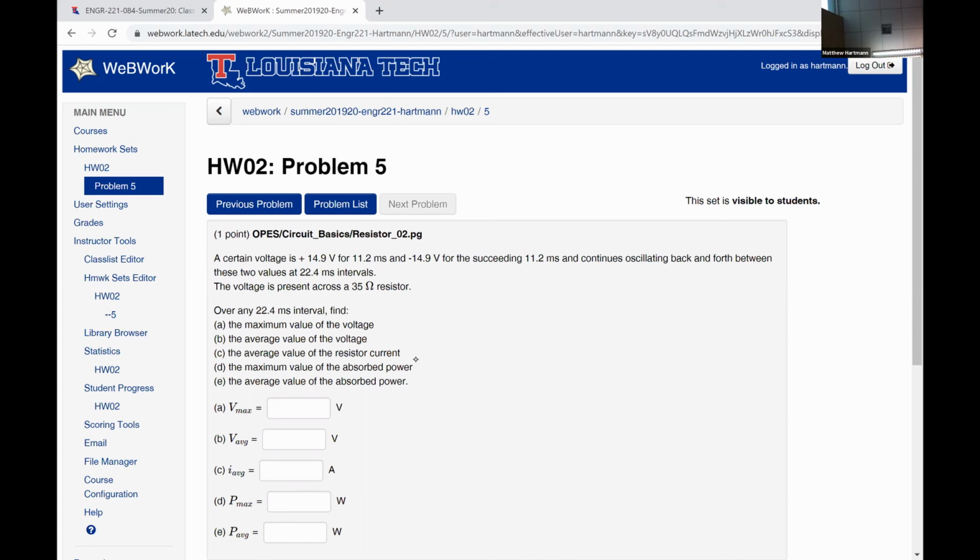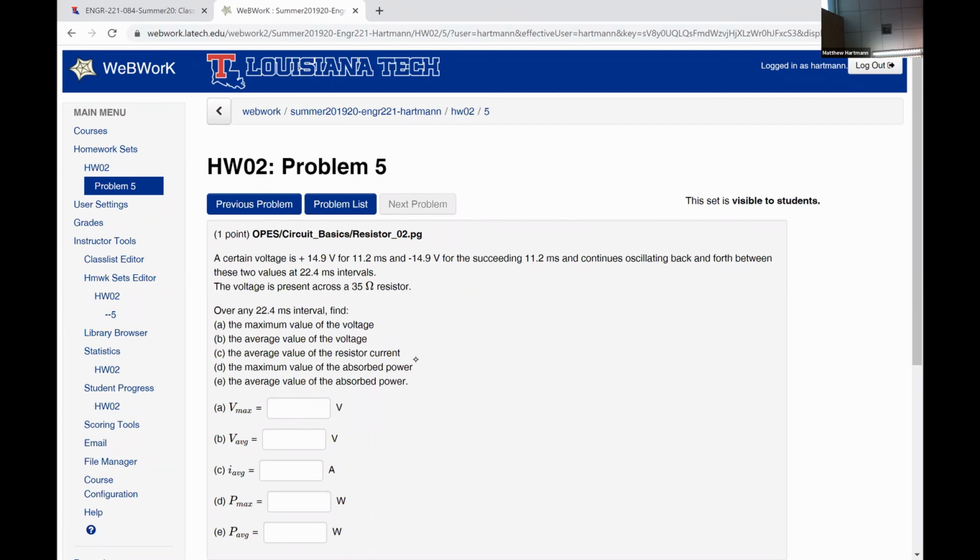So this is part E here, the thing that a lot of students get mixed up on. And it's going to seem awkward because if the average voltage drop over the resistor is 0, and the average amount of current flowing through the resistor is also 0, then it stands to reason that the average value of the absorbed power will be 0, but it's not.